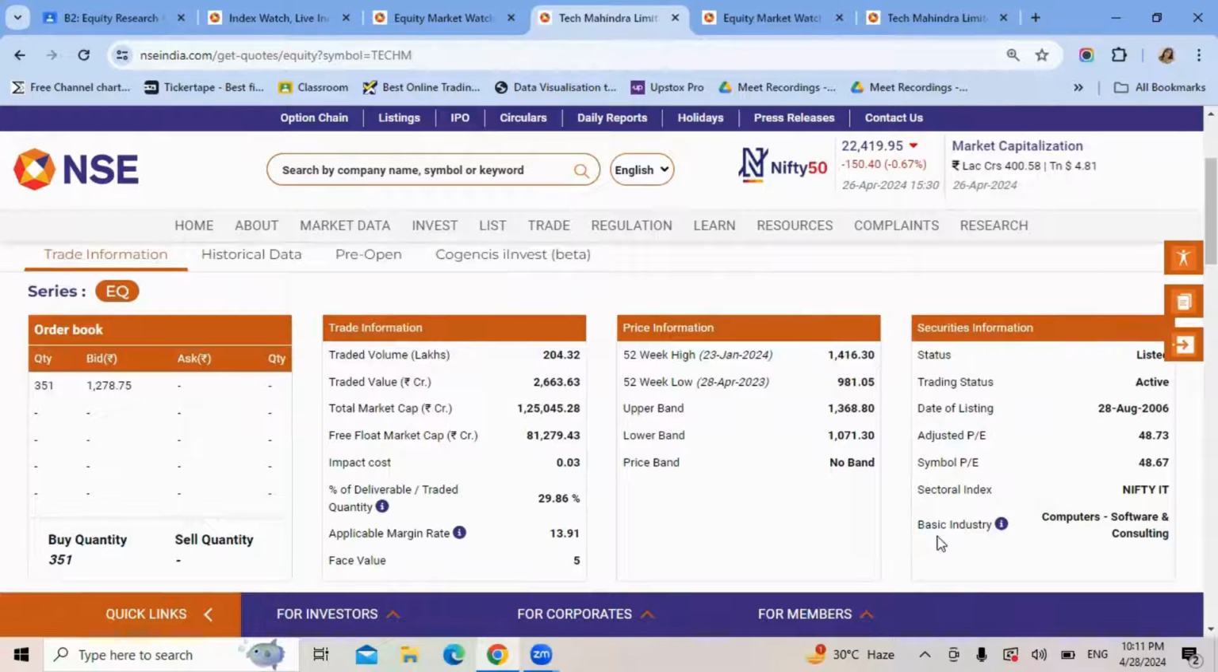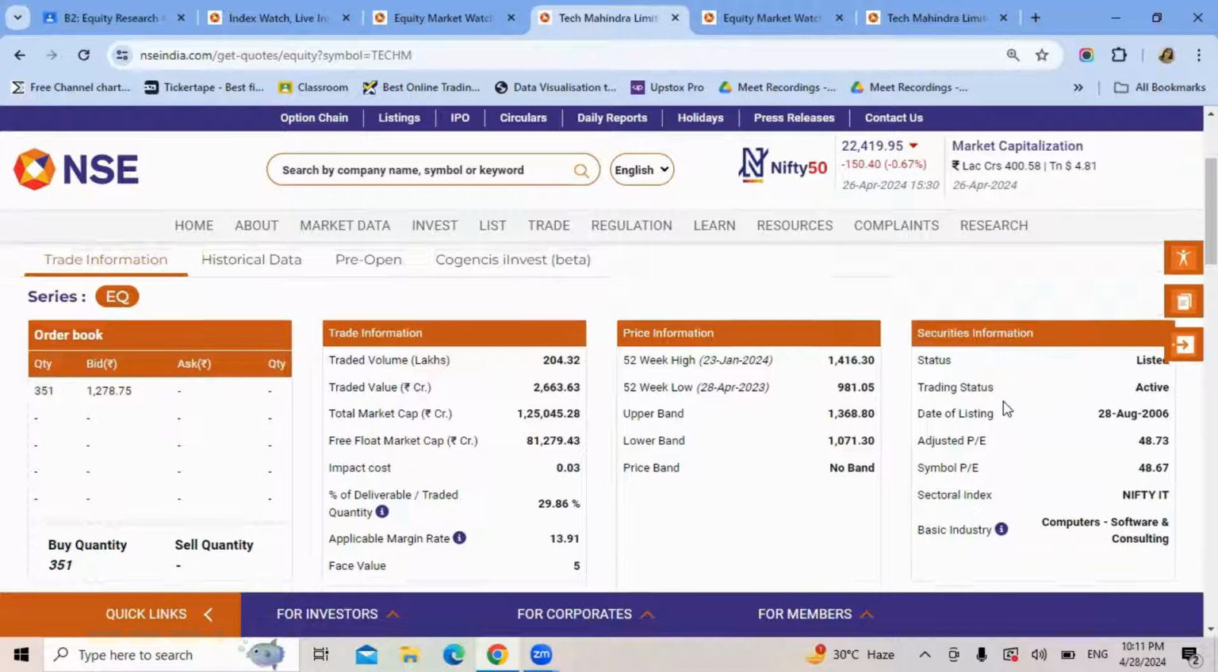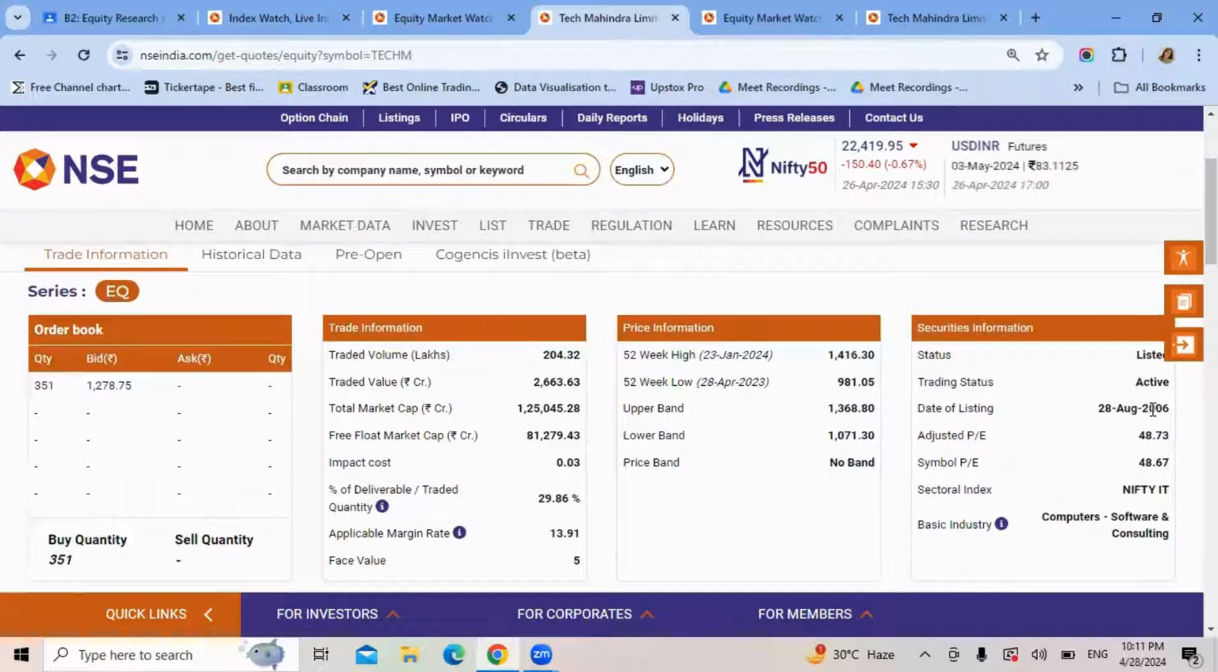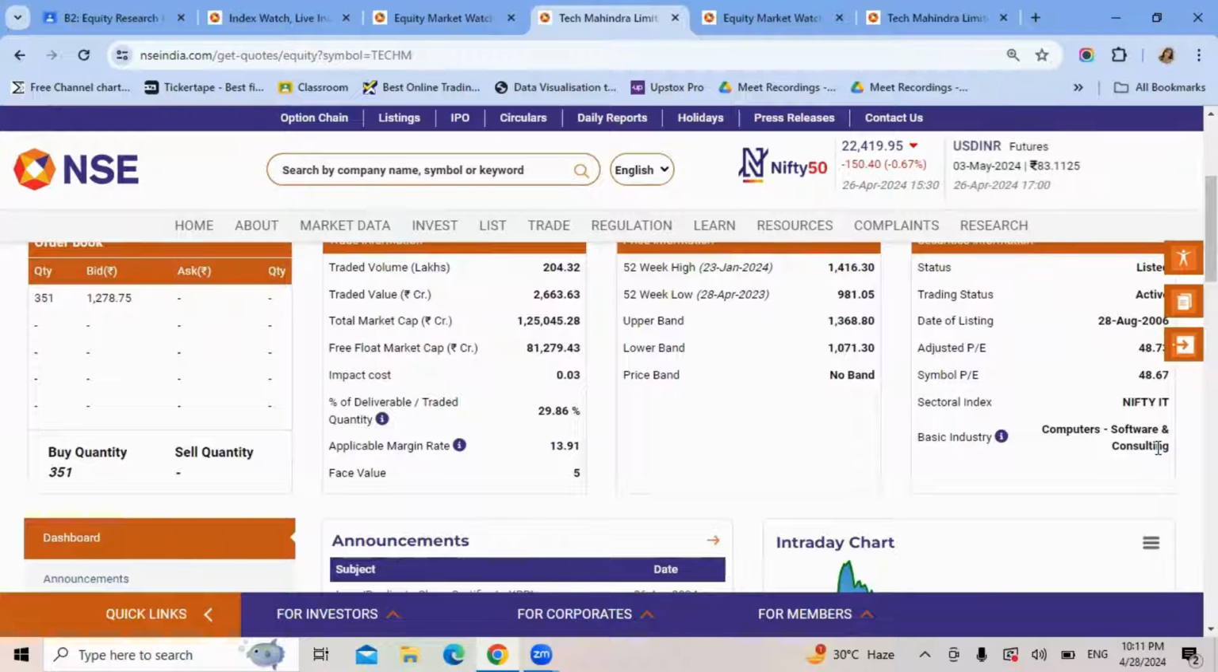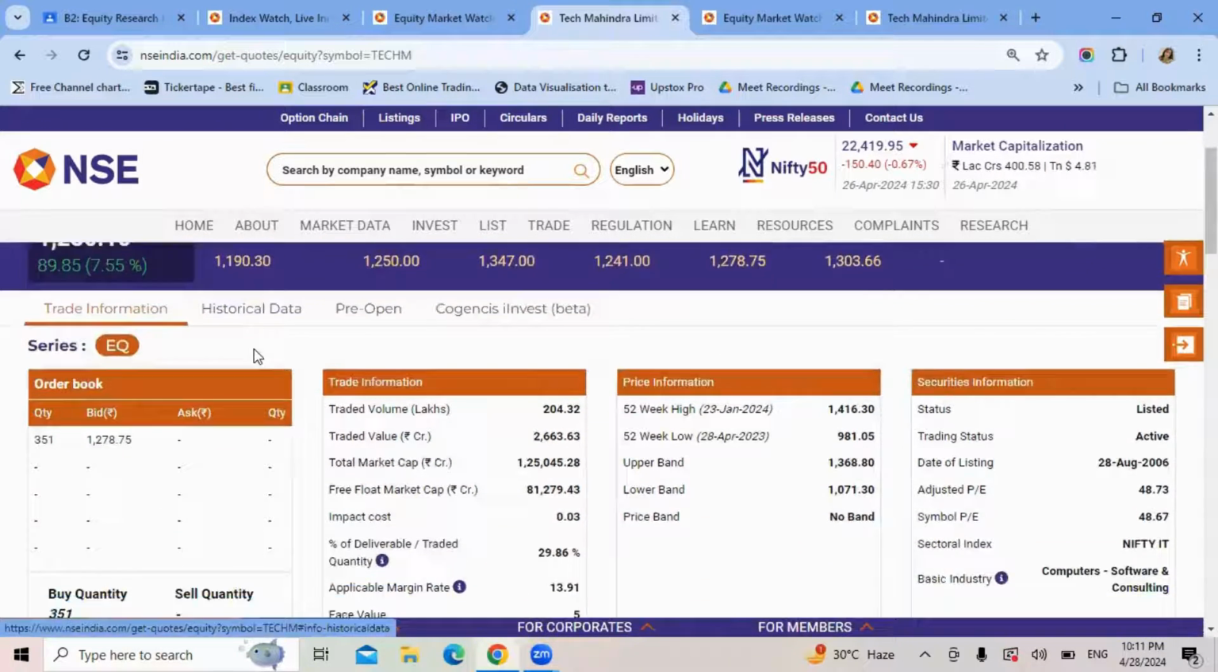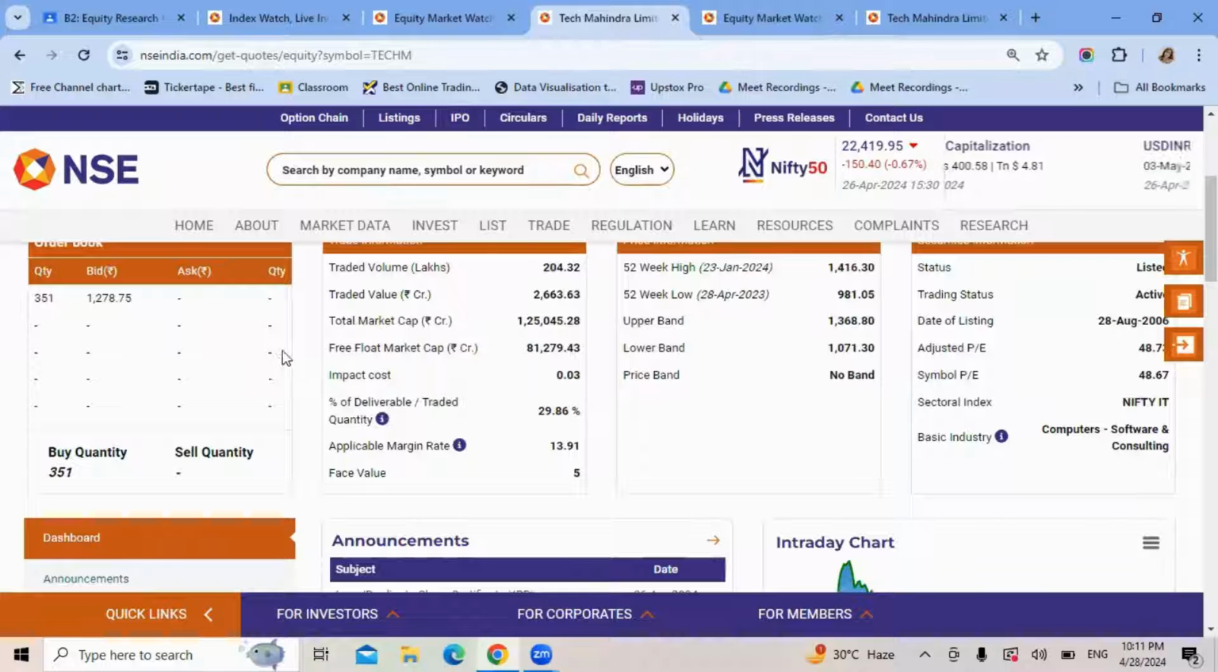So when you go to the securities information, you see that it's a listed company. Currently, it is actively being traded. The date of listing for this company was 28th of August 2006. So it is not a recent listing. It was years back. PE and symbol PE is something we consider when we are doing evaluation or looking at other parameters for our analysis. For now, I wanted to tell you how you look for which specific industry sectoral index it belongs to.